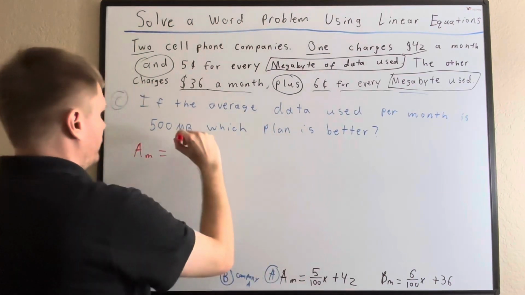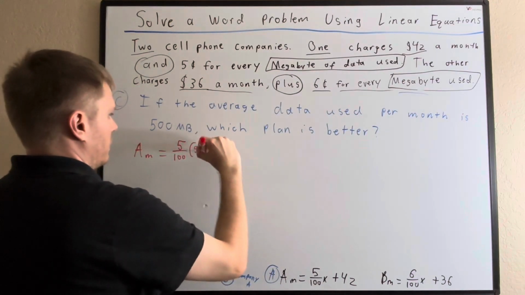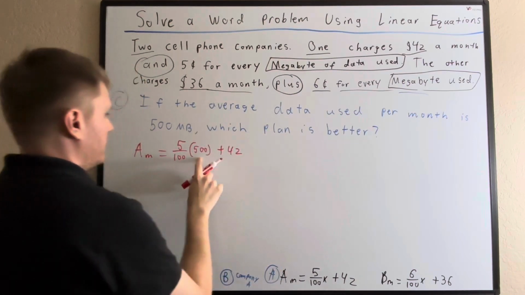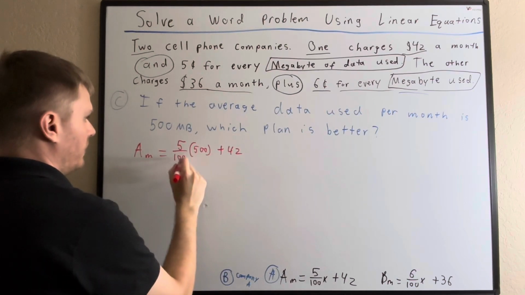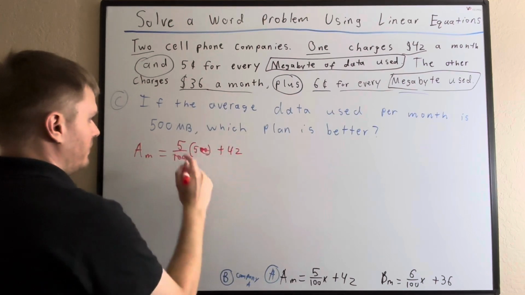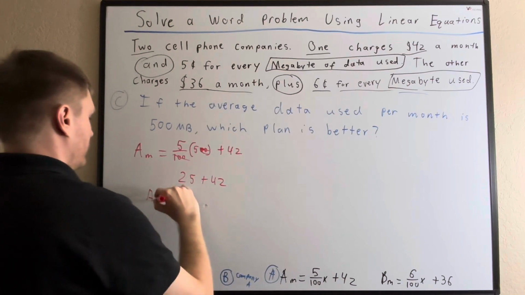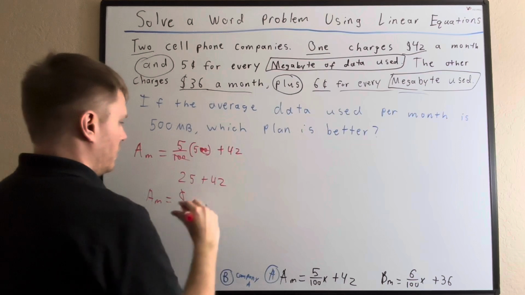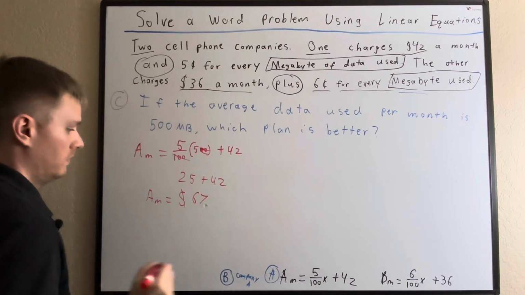So company A would charge 5/100 times 500 plus 42. Okay. Well, 500 divided by 100 is 5. 5 times 5 is 25 plus 42, right? So company A would charge $67. Okay.